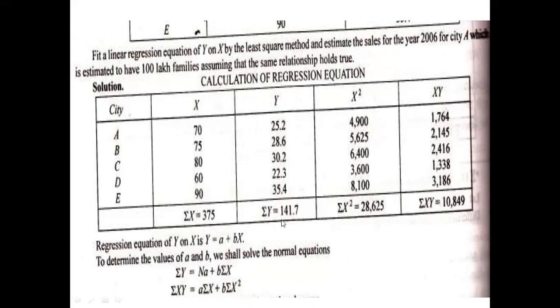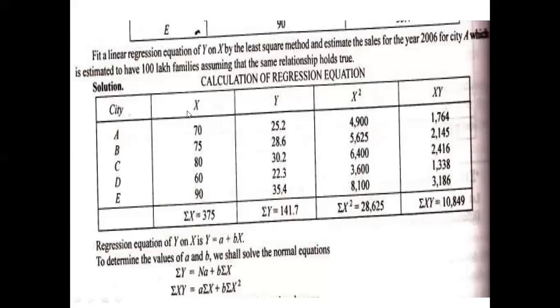Sigma y we need to calculate, again it is summation of y. Then we will have to calculate the value of x square as it is required in equation number 2, and the value of xy as it is required in equation number 2 itself. For that purpose, x square, we will do the square of all these individual values: 70 into 70, 4900; 75 into 75, 5625. In that manner, we can get the value of x square. Do the summation of x square, the total of all this x square, we will get the value 28,625.